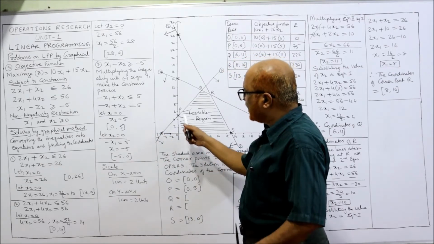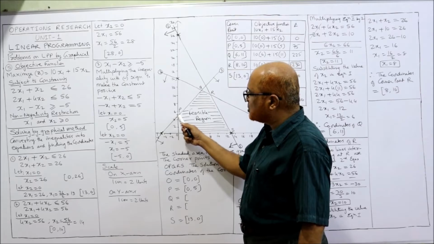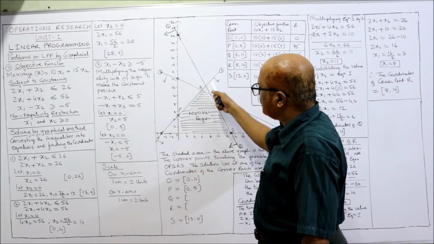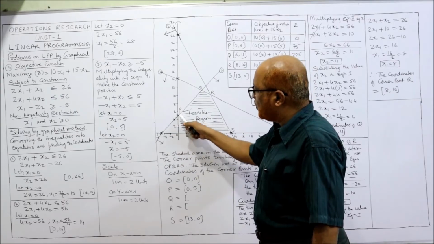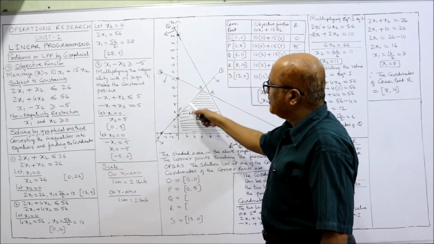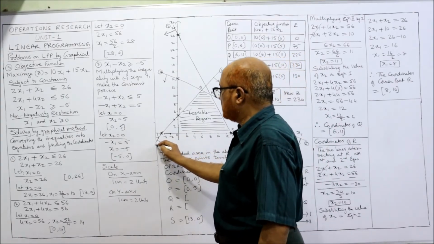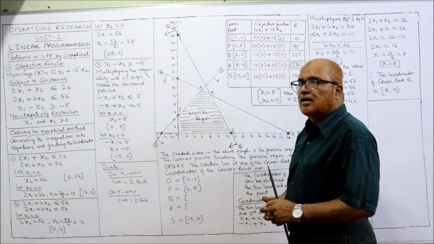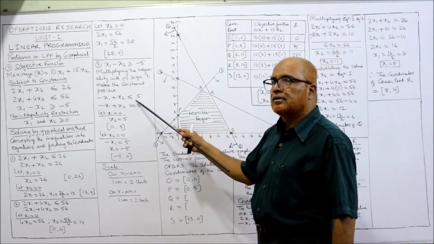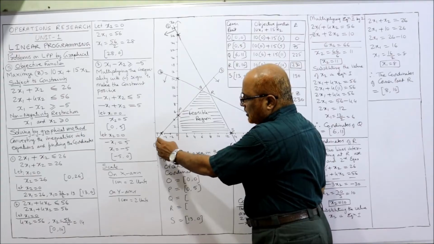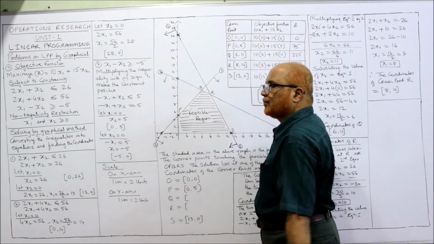Now join these two points, plus 5 and minus 5, and extend this line. After joining these 2 points, extend the line. Then this is the third line, the third inequality, and it is of less than or equal to type. Towards the origin means downward, this is the origin, so the arrow points downward.